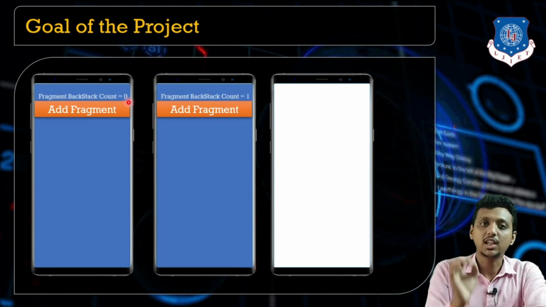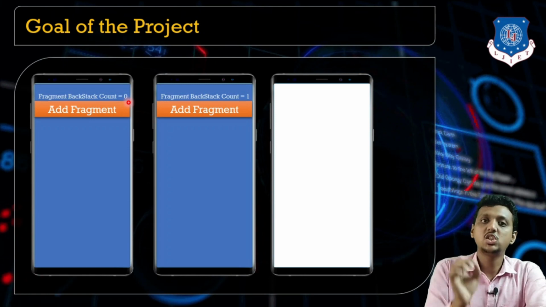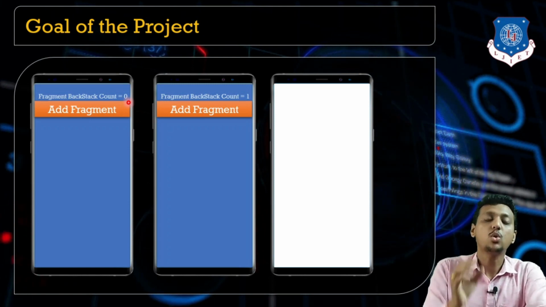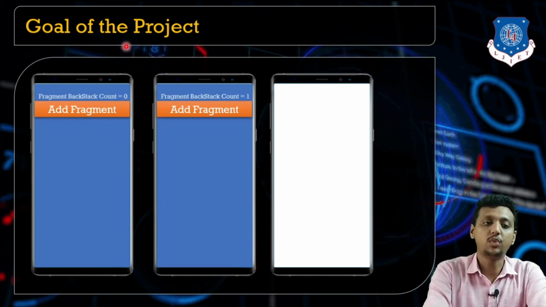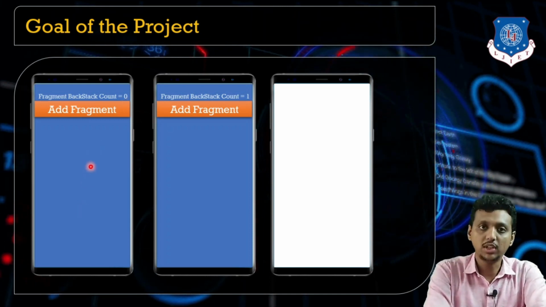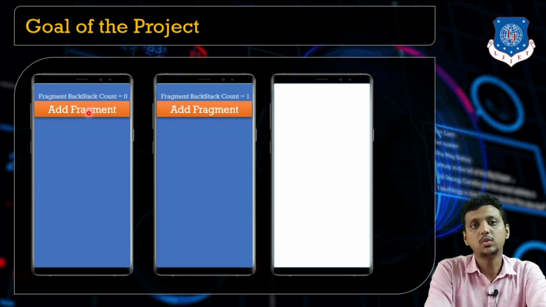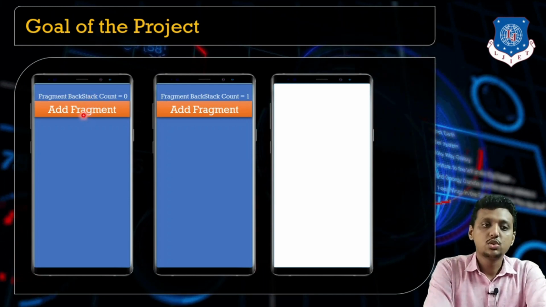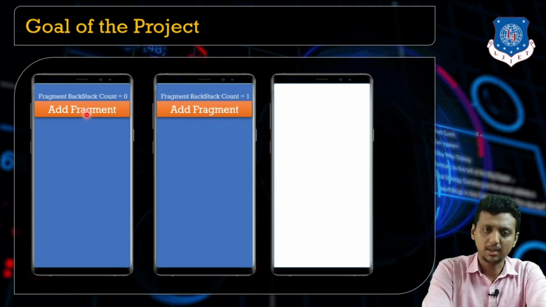It's a text view. I am going to tell you each and every view component so we can make the program accordingly. What we have? We have one activity with us. On the activity, we have one text view and under it we have one button. This button contains a text that is known as add fragment.